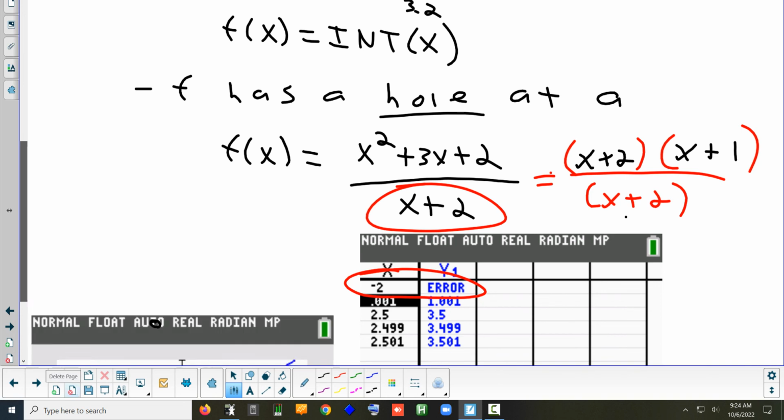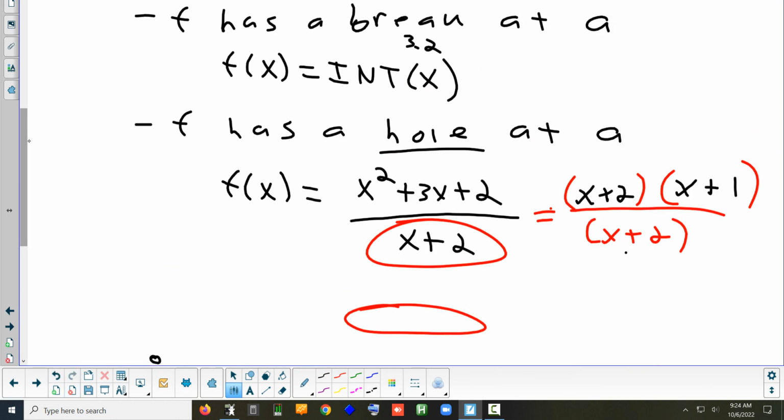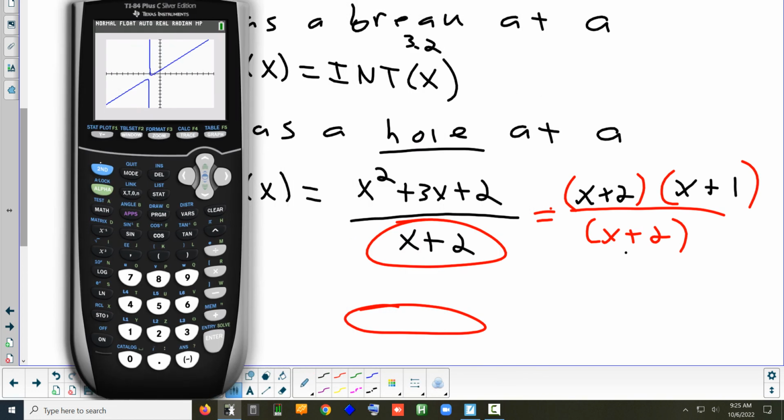Okay, so any questions on when you get a hole in a graph? Yep. What if there's 2 common factors in the top? Like it's x plus 2 and x plus 2. So if you had 2 common factors, let's just actually try it and see what happens. So basically you said like x plus 2 squared, right? x plus 2, x plus 2. And if we divide that by x plus 2, we still get a hole. Yep, still get a hole.